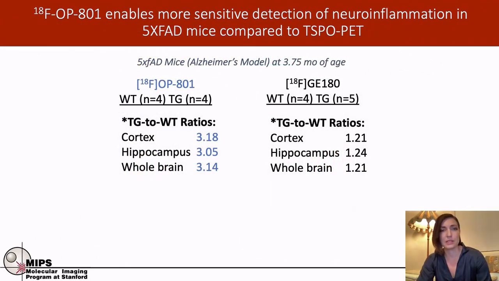And here's just breaking down the numbers for you that directly correspond with the pictures that I just showed. So OP801, our new dendrimer imaging agent, you can see the ratio of transgenic uptake in the cortex to wild type uptake in the cortex. It's about 3-fold higher uptake for the transgenics, and it's about 3-fold higher in the hippocampus and whole brain. Whereas for TSPO, there's about a 10 to 20% increase, and that's what we used to get excited about or thought, oh, something's happening.